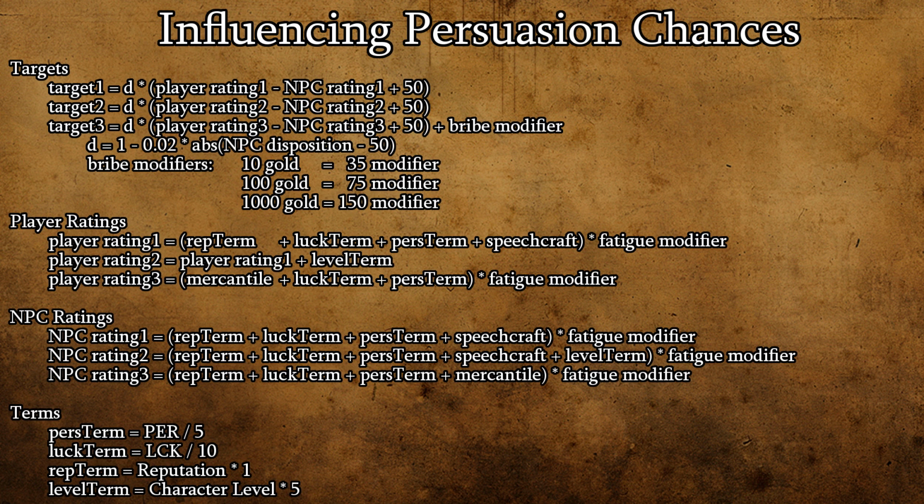Now, what's worth noting is just how big of a role character level and reputation play where they're used. For our own character, we can see that reputation is weighted equally to our speechcraft skill, and our character level isn't subjected to the fatigue modifier. While we can't exactly focus on leveling those stats in particular, it essentially means that as we continue playing the game, persuasion just naturally grows easier for us.